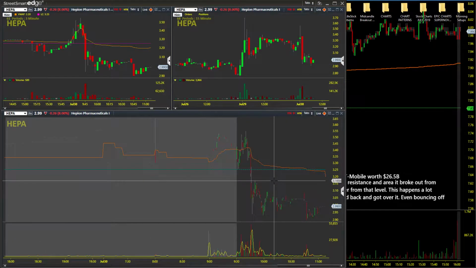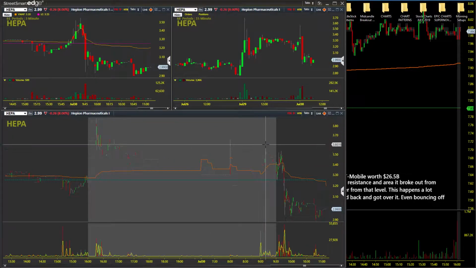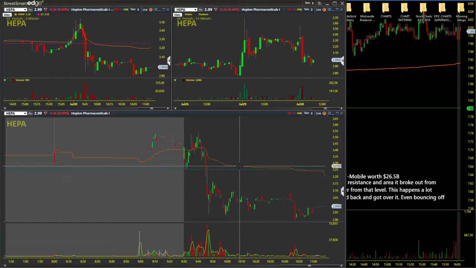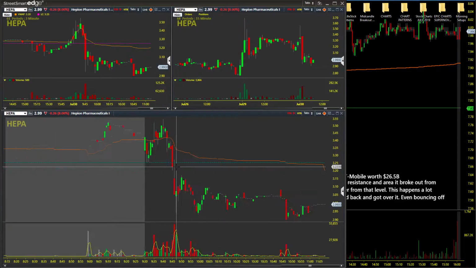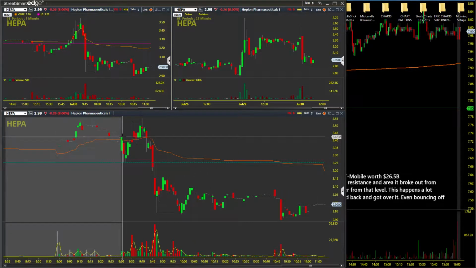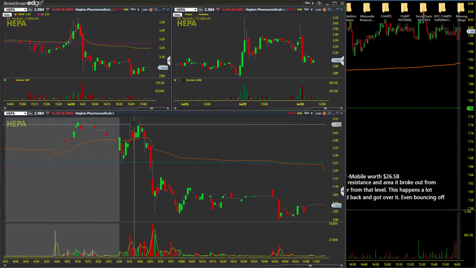HEPA, he mentioned it. I was keeping an eye on it because I knew he was going to have eyes on it. And he was looking at the break of this 360 level to run up to $4. So I was watching this right when the market opened. You could see right here it opened at 340, dipped down to 325, popped up to 350. That's where it ended. And there was just no volume pumping into it.